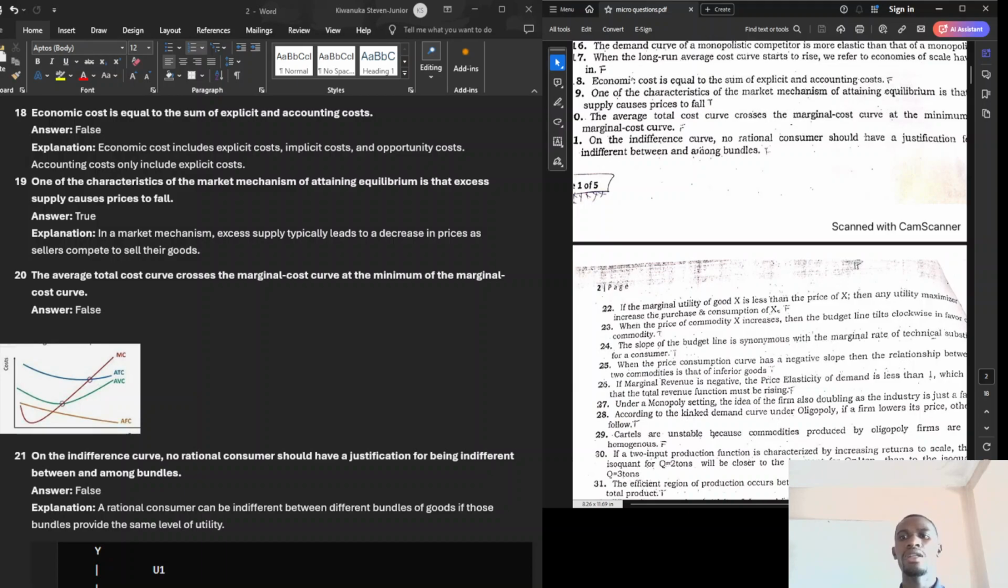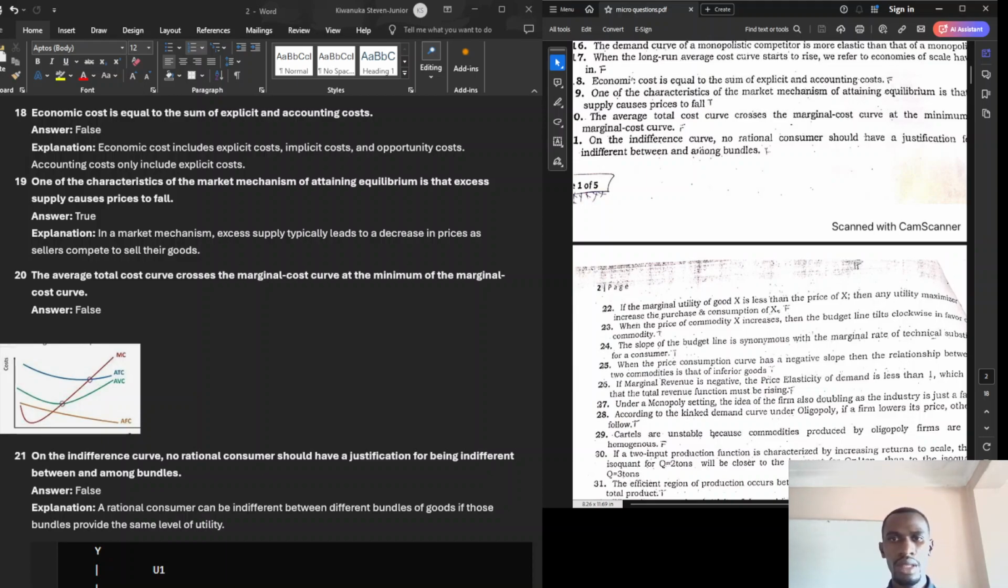19. One of the characteristics of the market mechanism of attaining equilibrium is that excess supply causes prices to fall. We see that is true. And this supply most times has to be excess. So 19 says in the market mechanism, excess supply typically leads to a decrease in prices as sellers compete to sell their goods. Whenever there is excess in supply, take an example during the COVID time when Matoke was in plenty, what happens is that prices will fall so that people sell off what they have.